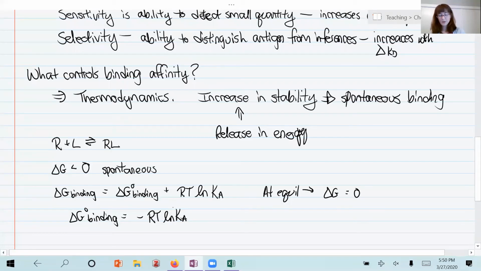Okay, and that, because sometimes we want to be able to work with KDs, we can rearrange that with our properties of logs to be positive RT ln of KD. Okay, and so that becomes quite useful.